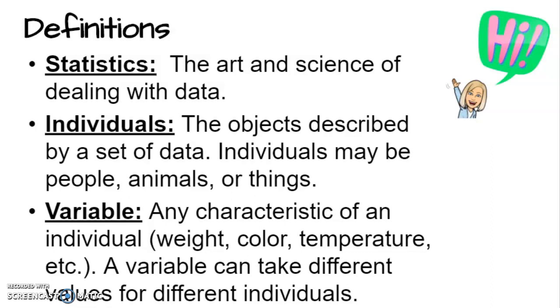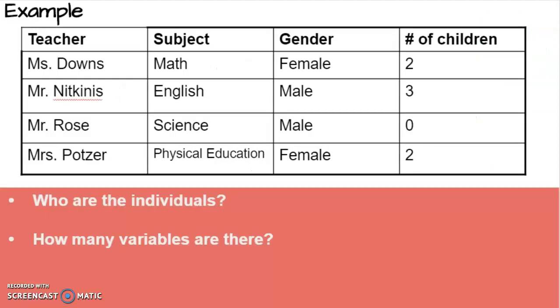So let me show you the types of problems you're going to be doing today. Here is a table. This is what's known as a two-way table, where we just have some information organized here. And you can see that I've listed 4 teachers, me, Mr. Nikinis, Mr. Rose, and Mrs. Potzer. And then in the second column of that table, we have the subjects that they teach. So I, of course, teach math, and Mr. Nikinis teaches English, and Mr. Rose teaches science, and Mrs. Potzer teaches phys ed. The third column lists their gender. And then in the fourth column, I have the number of children that each of these teachers have.